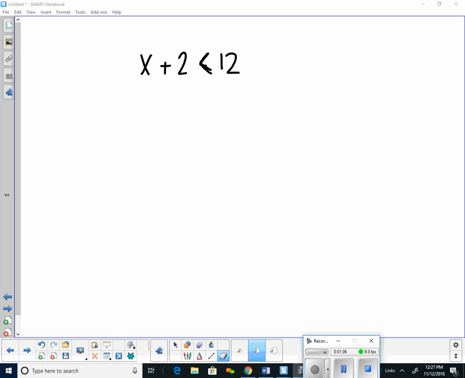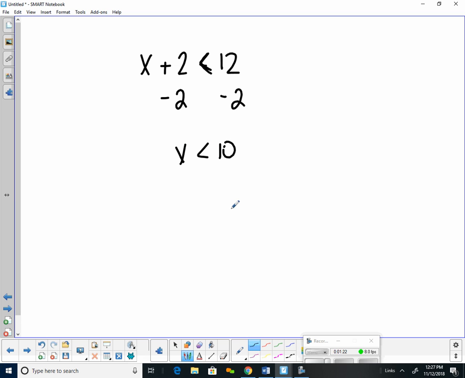Okay, now let's look at the inequality. If I solve that inequality, I'm going to solve it the same way that I did my equations. So you're going to find your variable, and get rid of what's with your variable. So I'm going to get rid of my plus 2, which means I'm going to subtract 2. And therefore, x is less than 10. Now x is representing any number that is less than 10. So that means it's 9, 8, 7, 6, 5, and I can keep going. Those are all numbers that are less than 10.